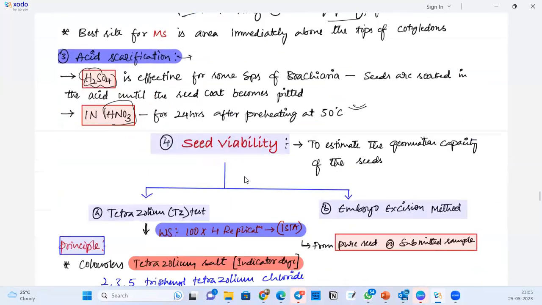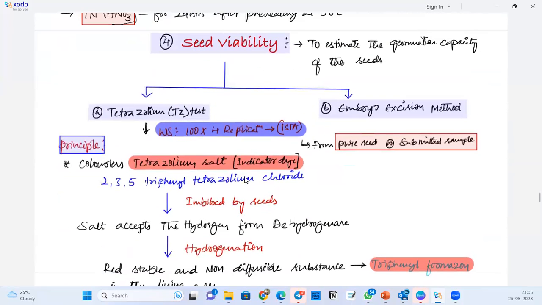Next is about viability. There are only two viability tests: the embryo excision test, where we just excise the embryo and see, and the tetrazolium test, where we stain the seeds and look for live seeds, whether the seeds are live or dead. For the tetrazolium test, the working sample is 100 seeds, 4 replicates, as recommended by ISTA.